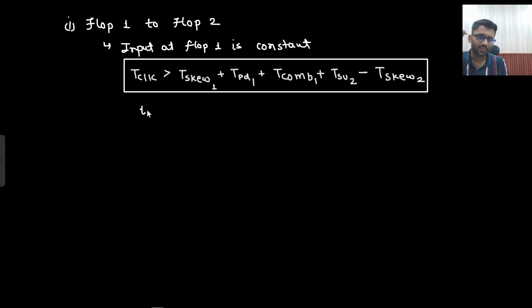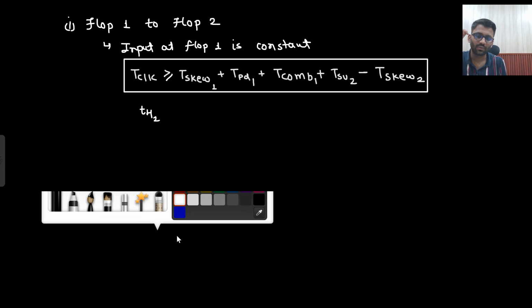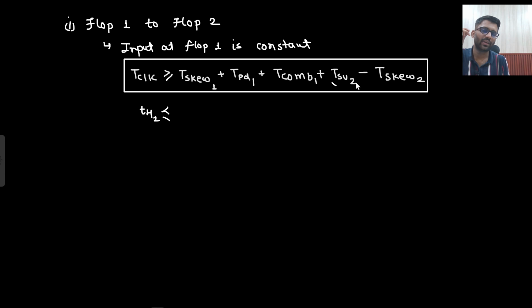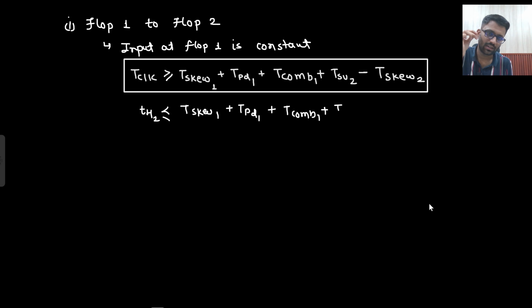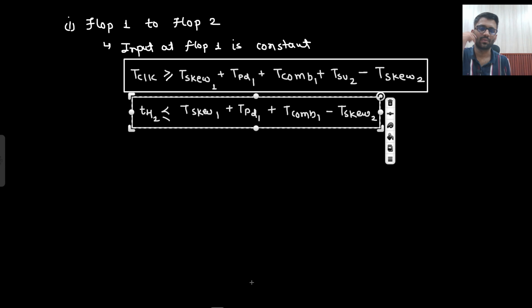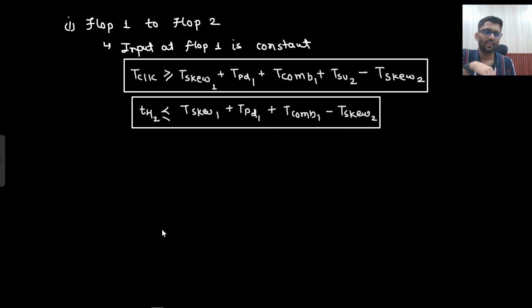And what is my TH2? T clock should be greater than this, and for TH2 it should be less than. Just you need to eradicate this TSU2. So T skew 1 plus TPD1 plus TCOM1, TSU I need to ignore, minus T skew 2. That is the answer for hold time 2. Now I can go from flop 2 to flop 1 as well.